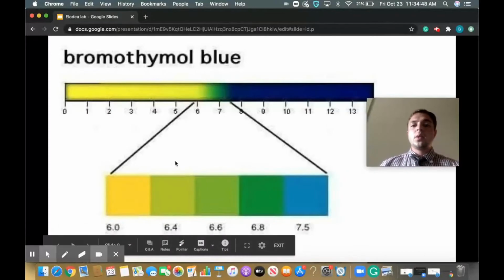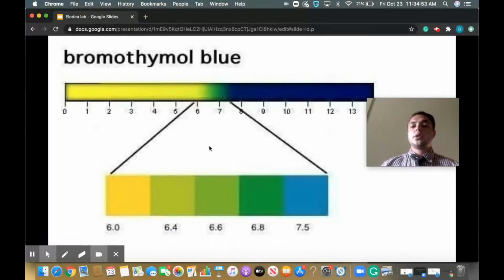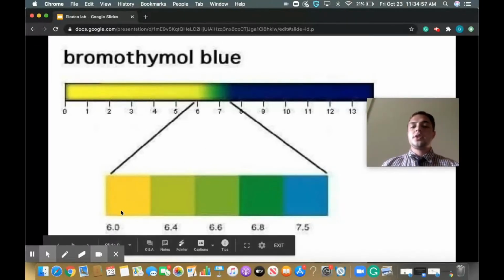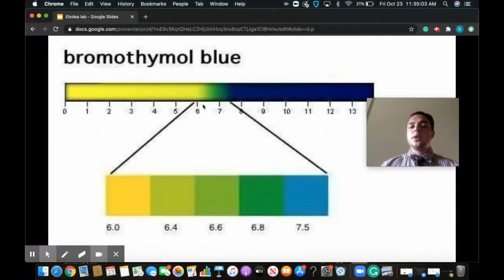So again, the way in which we plan to measure the total amount of CO2 found in the solution is along the pH scale. And the way we're going to do that is specifically between the pHs of 6 and 7.5, because as photosynthesis occurs, the color should change between these yellow and blue parameters.